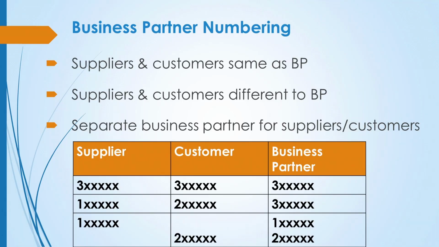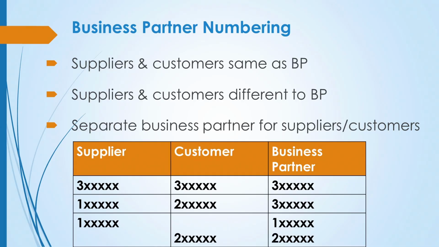Now we come to the different approaches to numbering. Numbering can be internal, in other words, sequentially assigned by the system, or external, in other words, the number is assigned manually or from an external system. An important point is that the business partner number does not have to be the same as the customer or vendor number, as technically they're different objects in SAP S/4HANA.